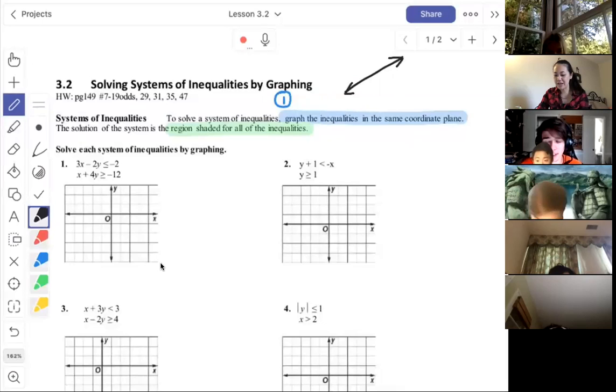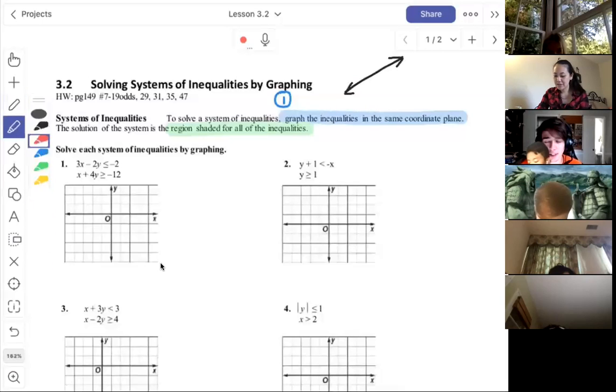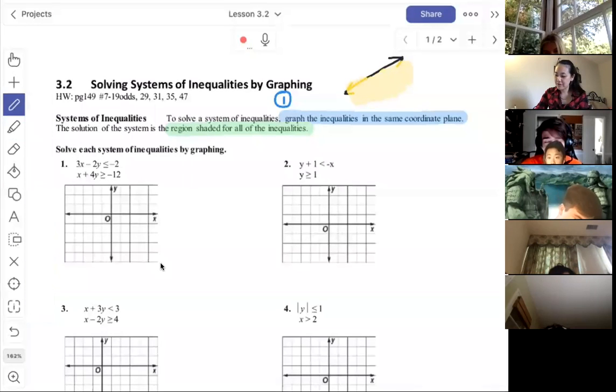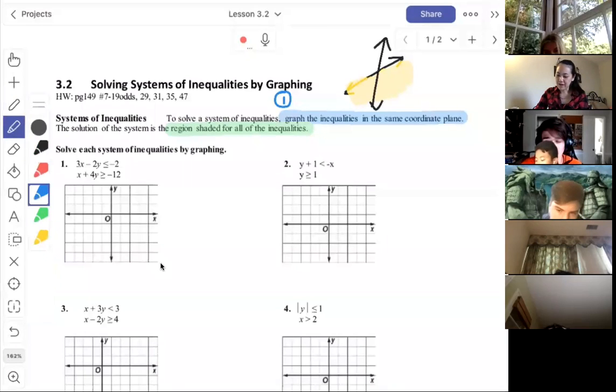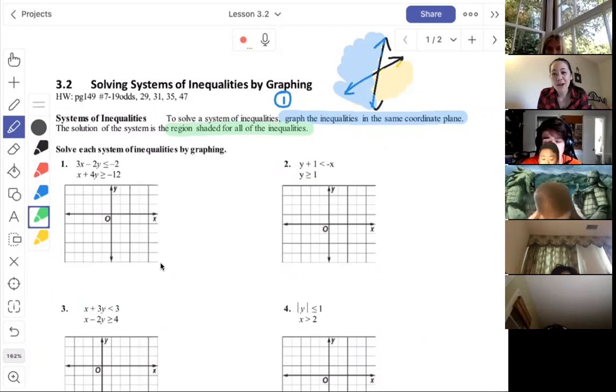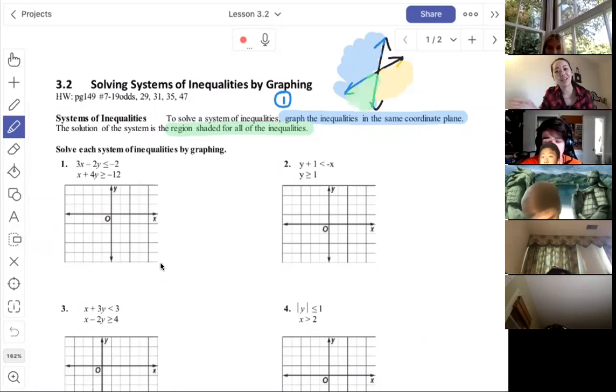and let's say you shade down for this one, and then if you have another graph and then you shade for that one, the intersection of those two regions, this green part, will be your solution. So where the inequalities intersect, that will be your solution region. So your answers will be a region.